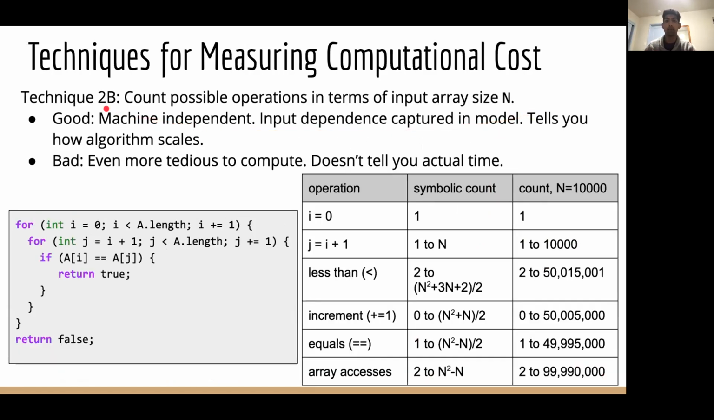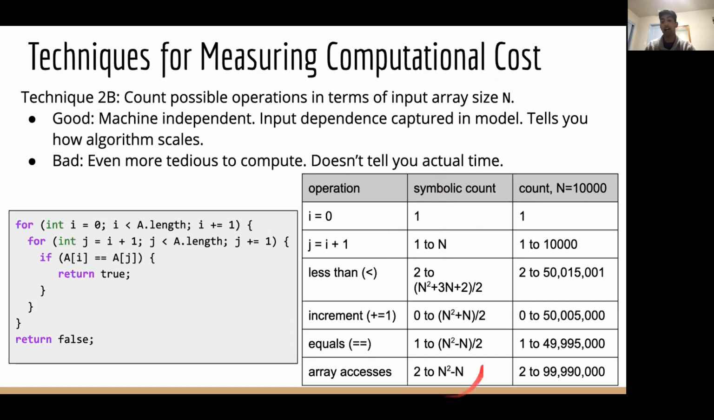We're slowly improving. Now, instead of doing 10,000, we're going to say, let's abstract away the array length into a variable n. So instead of having 10,000 as the fixed array length, what if the array length is some variable n? Now, what that gives us is a new column called symbolic count. What the symbolic count column is saying is that for any value of n, we have a range of possible counts.